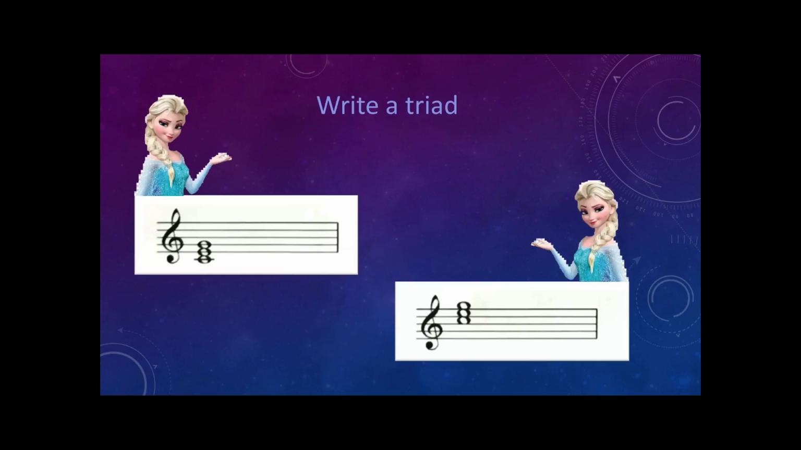A triad can be written in more than one position on the staves. For example, C major in a treble clef can be written with either of two possible Cs as the lowest note. Here are two different ways of writing a C major triad in the treble clef. Now, you can pause the video and try to write two different ways of D major and B major.